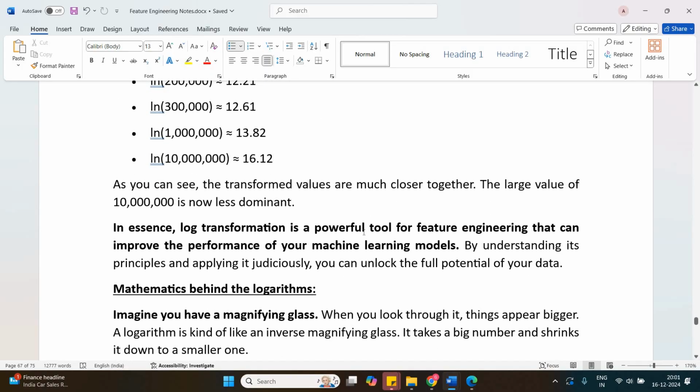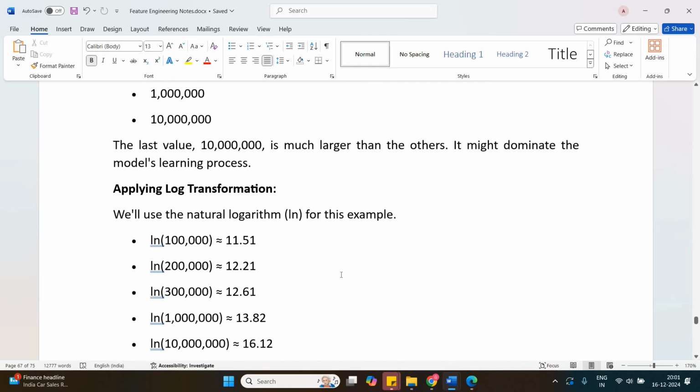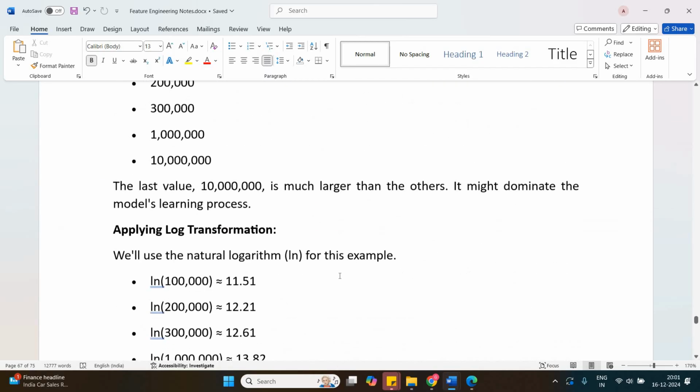So in essence, log transformation is a powerful tool for feature engineering that can improve the performance of your machine learning models. By understanding its principles and applying it judiciously, you can unlock the full potential of your data. All the gyan here, all the preaching here, nothing else. But I hope you have understood with the help of the example how it works.